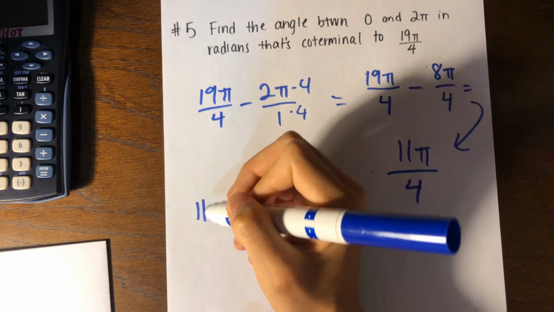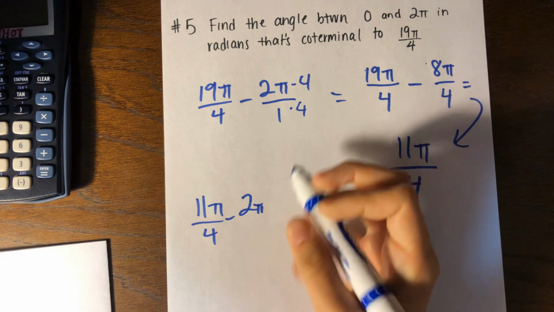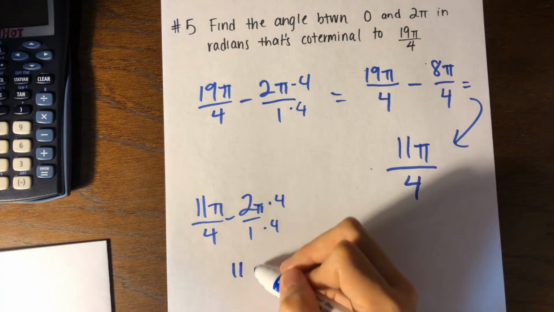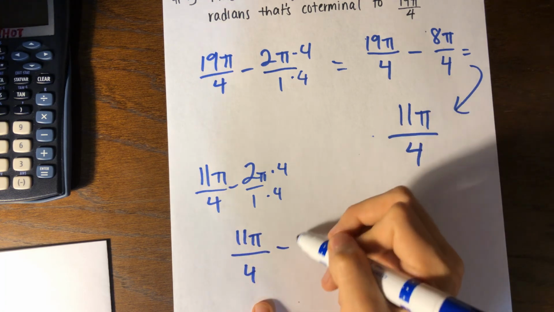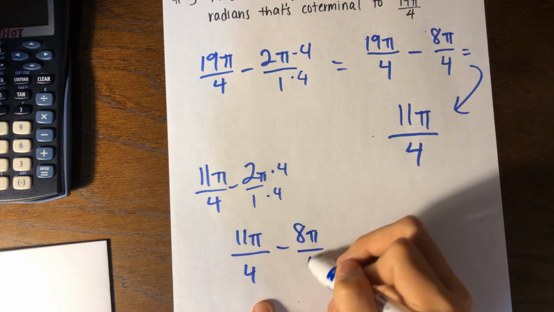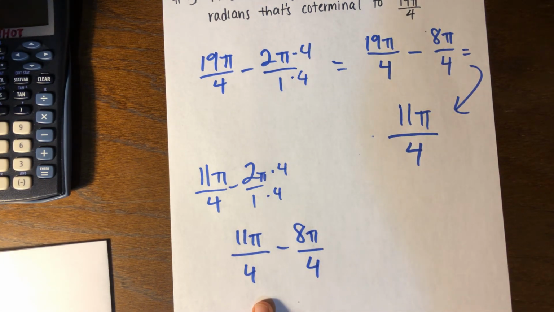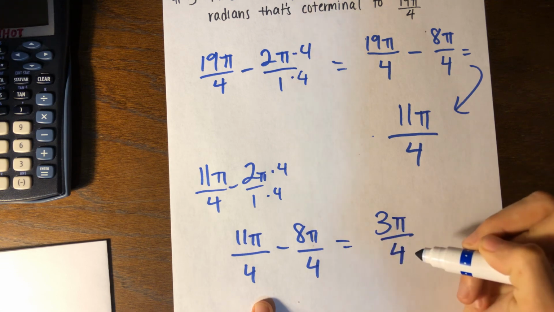11 pi over 4 minus 2 pi. So 2 pi over 1 times 4 over 4. So it's 11 pi over 4 minus 8 pi over 4. Anytime you subtract the 2 pi, it's going to be subtracting 8 pi over 4 in this case, okay, because we have a denominator of 4. So when I do that again, I get 3 pi over 4.